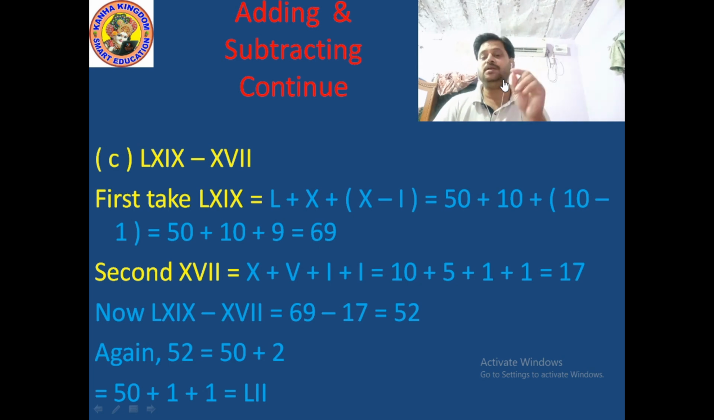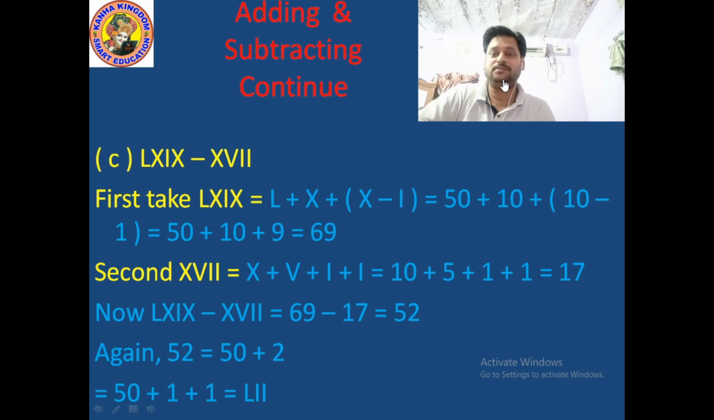Now minus XVII. Now you have to convert it. This one is also XVII. Is X greater than V? Yes. Is V greater than I? Yes. And I equals I? Yes. Means now you converted this number also into Hindu-Arabic. So X equals 10 plus V equals 5 plus I equals 1 plus I equals 1, means 10 plus 5, 15, 15 plus 1, 16, 16 plus 1, 17.